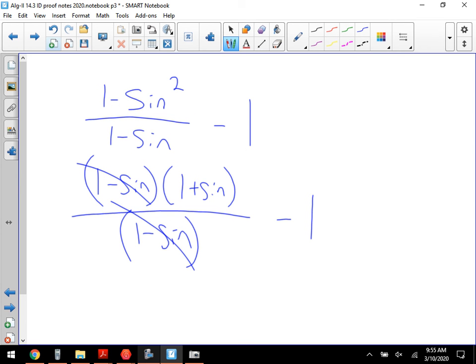Very common little thing you guys will overlook over and over again. As a last ditch effort, you could try and do cosine squared over 1 minus sine, multiply it by conjugates, get common denominators, and try and do all that stuff, but yeah, a little bit easier this way. 24 is basically the same thing. You wind up with secant plus 1, secant minus 1. So you get secant minus 1 plus 1, which just leaves you secant.